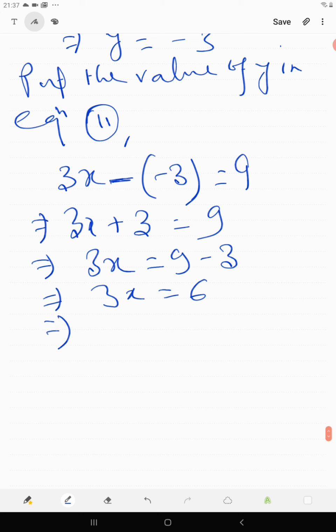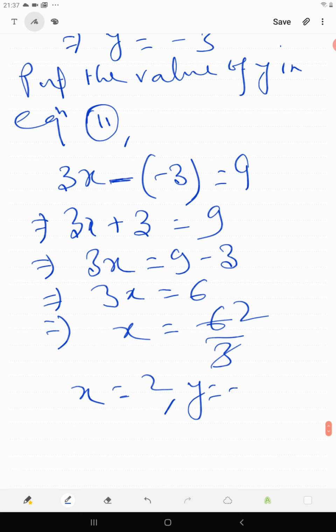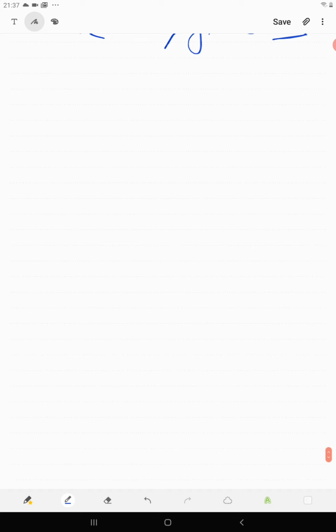Now 3 is multiplied with x, so it will become division on the right hand side. So 6 divided by 3. So 3 2s are 6. So we got x equals 2 and y equals minus 3. Answer. This is our solution for problem 4 of question 1. Now let's do the word problem.